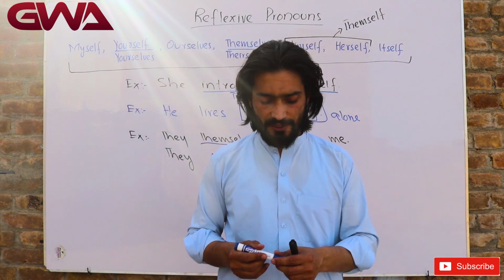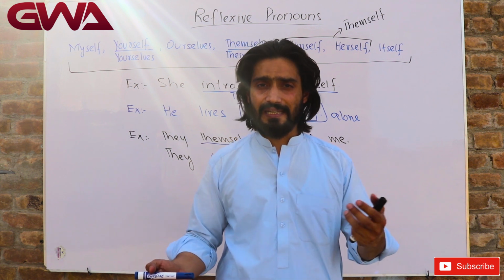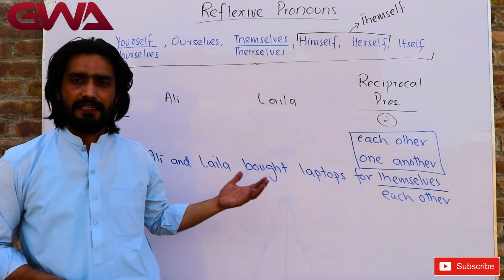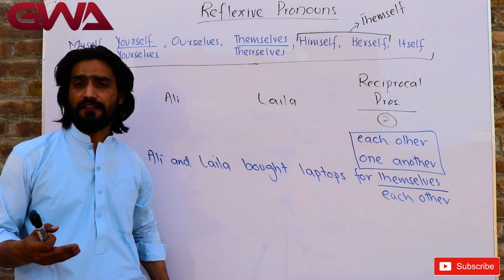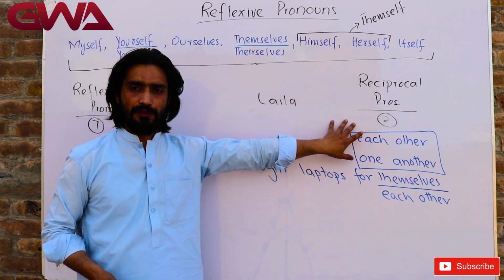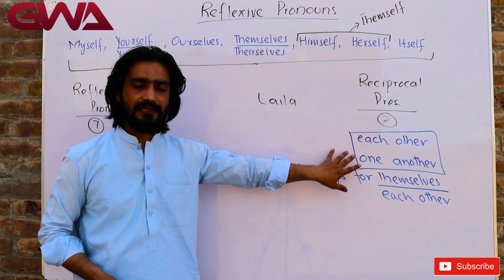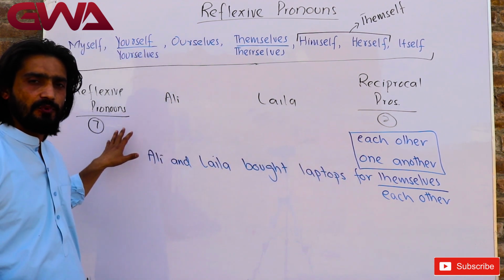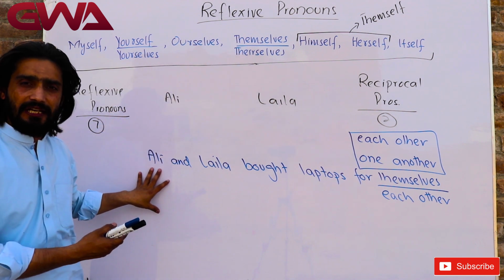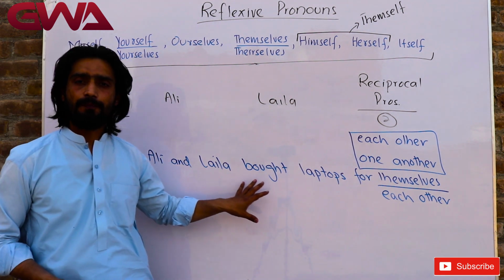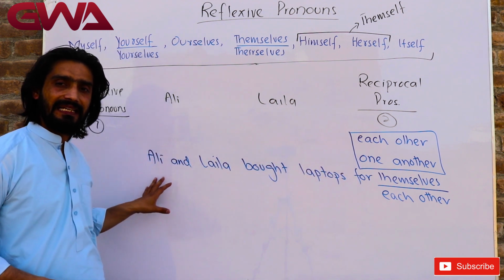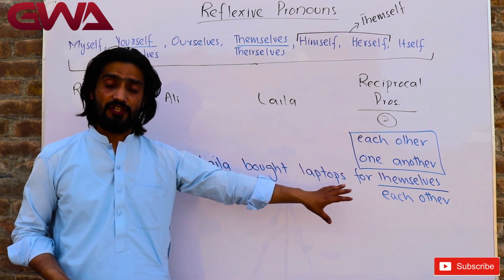Now let's look at the difference between reciprocal pronouns and reflexive pronouns. Here is the difference between reciprocal pronouns and reflexive pronouns. Reciprocal pronouns are 2 in number, each other and one another, while reflexive pronouns are these. Now, here we have an example. Ali and Leila bought laptops for themselves, and Ali and Leila bought laptops for each other.